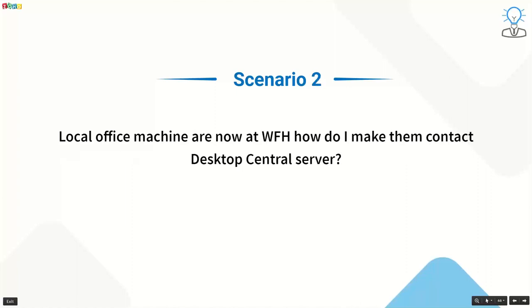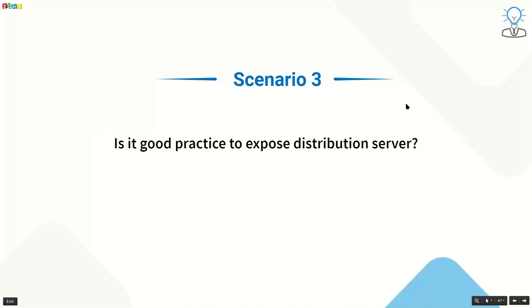Local office machines are now at work from home. How do I make them contact the Desktop Central server? As discussed earlier, you can modify the remote office configuration and allow the agent to directly communicate back to the Desktop Central server, or you can configure a secure gateway server to allow the agents to communicate back to the Desktop Central server.